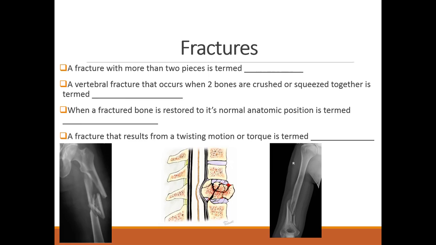Now, a fracture that results from a twisting motion or a torque type of motion is called a spiral fracture. This is very common in abuse kind of situations. The parents, turning the arms, those kind of things.